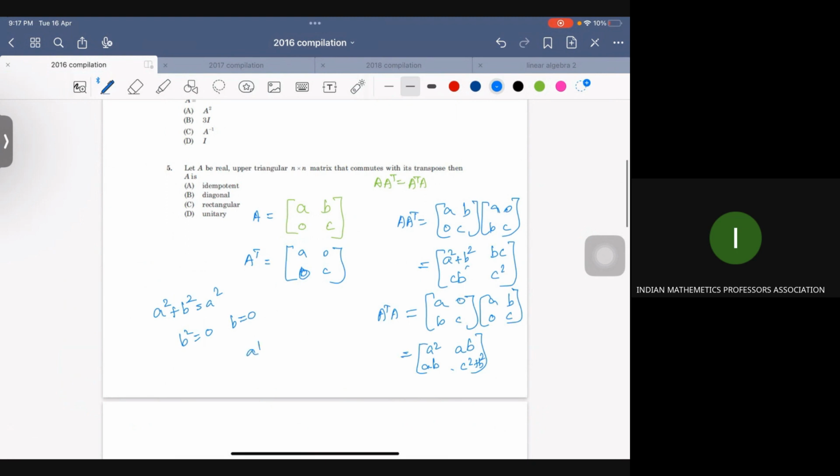And AB is equal to BC. So this matrix A will be nothing but, since B is equal to 0, A 0, 0, C. This is a diagonal matrix, so option 2 is correct.